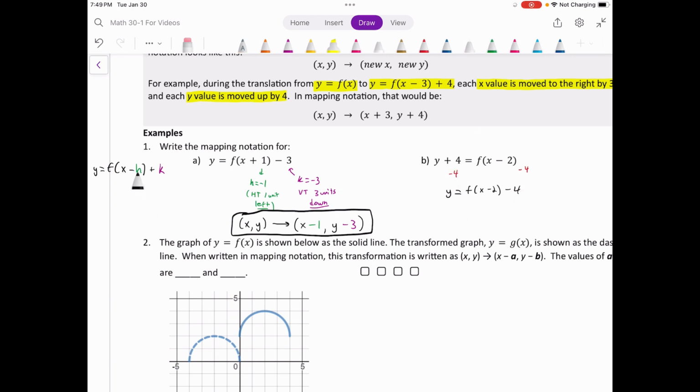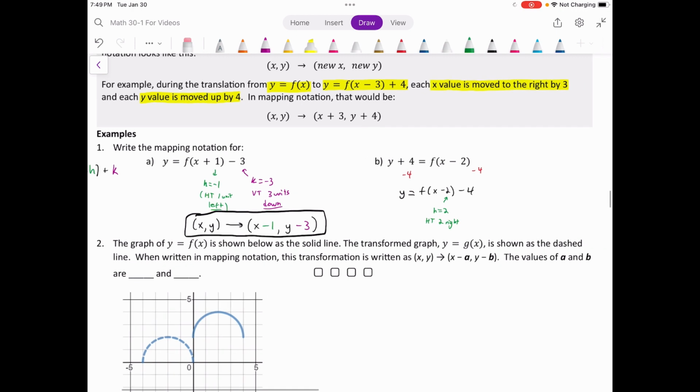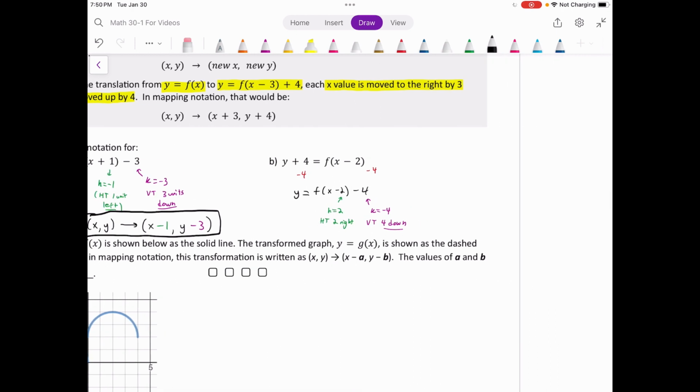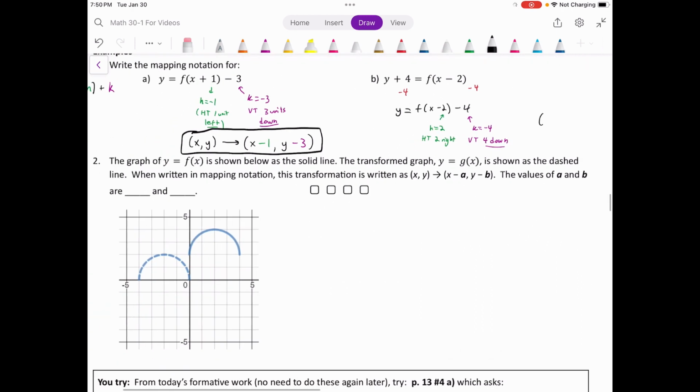So x minus h, we've got x minus 2. So h is 2, giving us a horizontal translation 2 to the right. What's k, and what does that mean? k is negative 4. So a vertical translation 4 units down. In mapping notation, what does that mean? To move x's 2 to the right, what do you have to do to them? I'm just going to borrow this grid here. If I want to move this point here 2 to the right, what do I have to do to that x value? I've got to add 2 to it, right? If it was at 1, now it would be at 3.